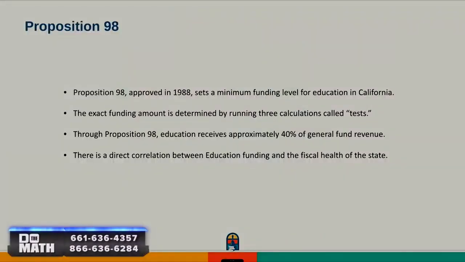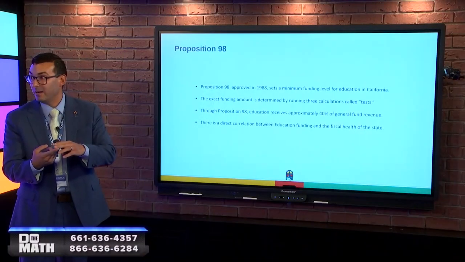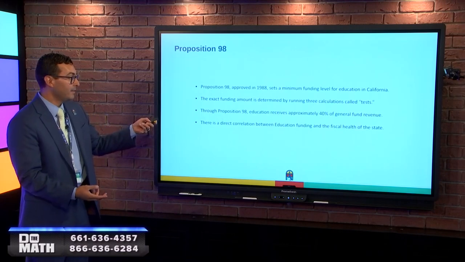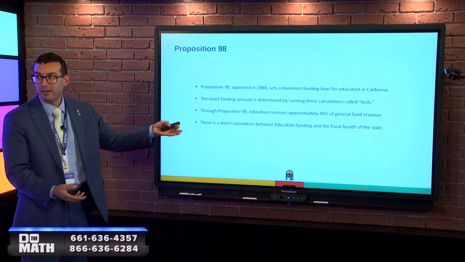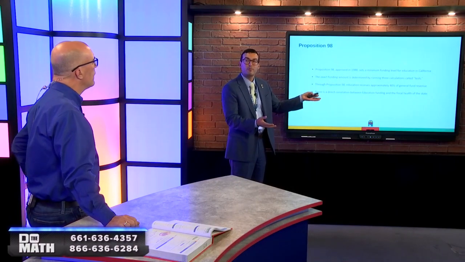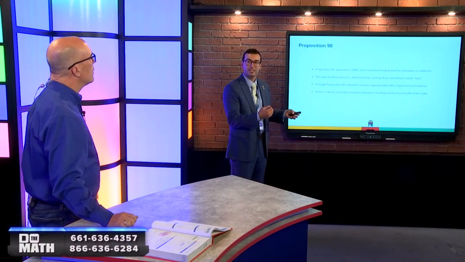Proposition 98 was approved by voters back in 1988, and it sets a minimum funding level for school districts in California. That exact funding level is determined by a couple of calculations. They take into account per capita income, the number of students attending schools, things like that. What it ends up dictating is that schools receive about 40% of all the dollars that flow into the state of California.